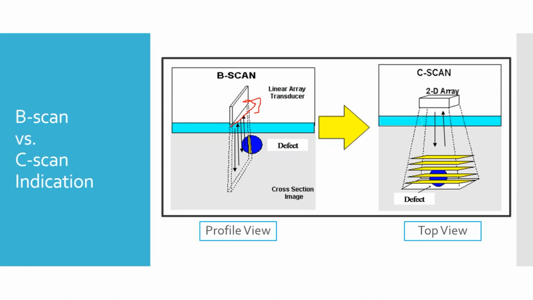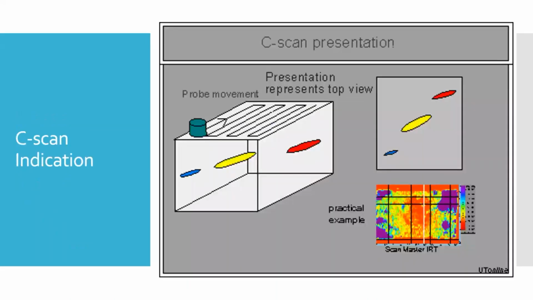that same line and we start to move it this way as well, then we get a 2D array. And that allows us to do a C-scan, which gives us that two-dimensional top view, which will look like a heat map. That's shown on the bottom right here. So this shows a C-scan of a part. This is a single probe that was moved in a grid search pattern.